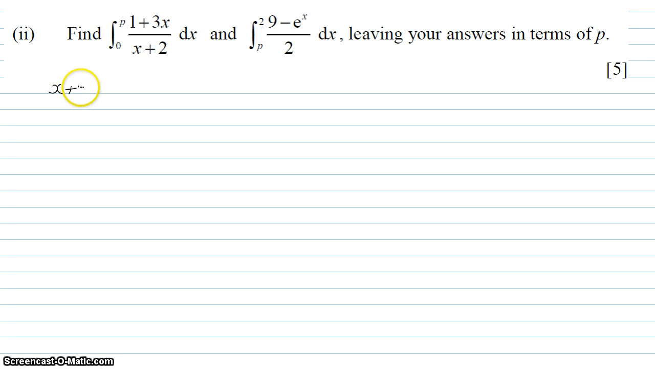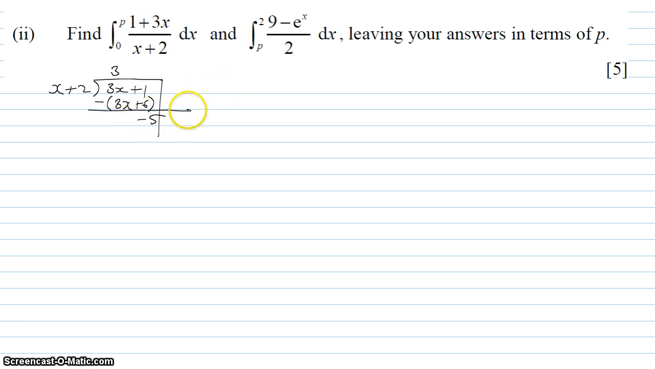So what do I get when I divide 3x plus 1 by x plus 2? Well, to make the x's match, I need to multiply by 3. And so I get 3x plus 6. And when I take 3x plus 1 minus 3x plus 6, I'm left with minus 5. So what does that mean?